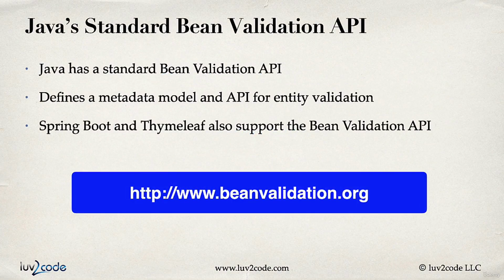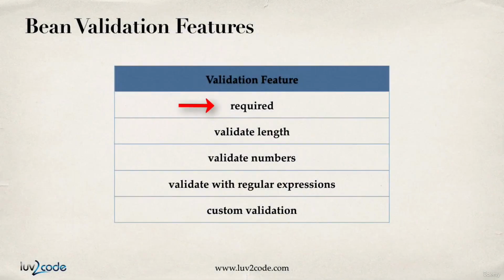Java has a standard bean validation API. It defines a metadata model and API for entity validation. Spring Boot and Thymeleaf also support the bean validation API. The home page for the bean validation API is listed here on this slide. It has documentation, a reference manual, and links to other resources. So the bean validation features: you can check to see if a field is required, you can validate a length, you can validate numbers, validate with regular expressions, custom validation, and so on.